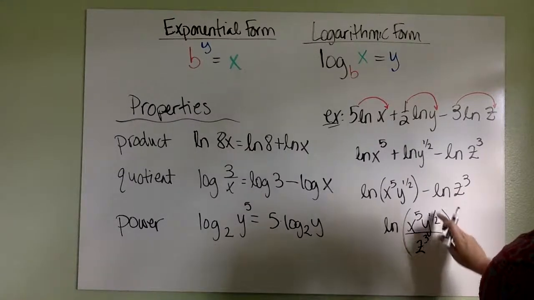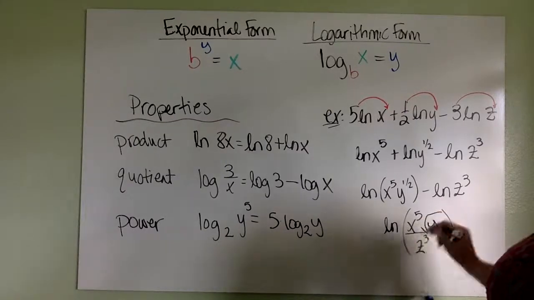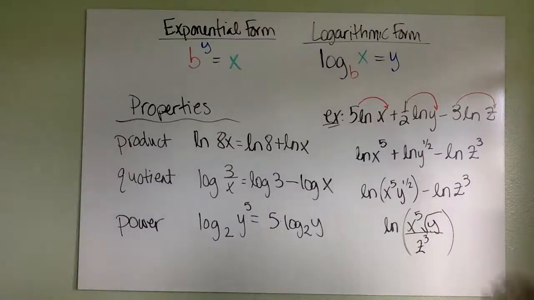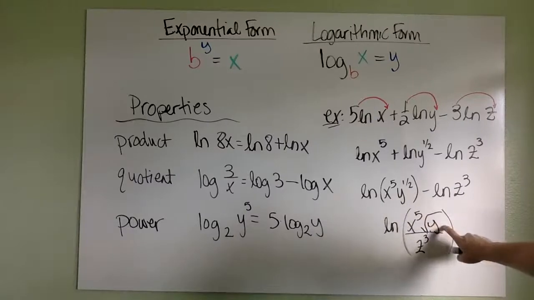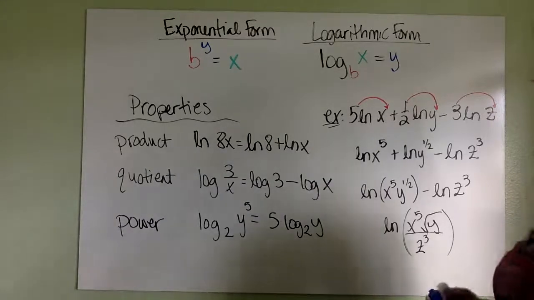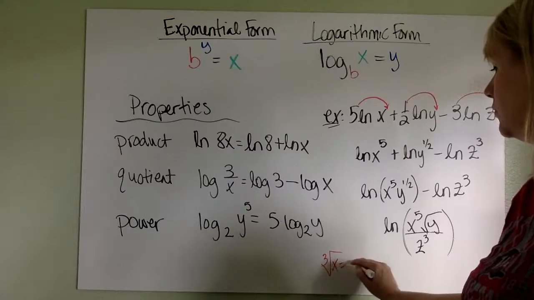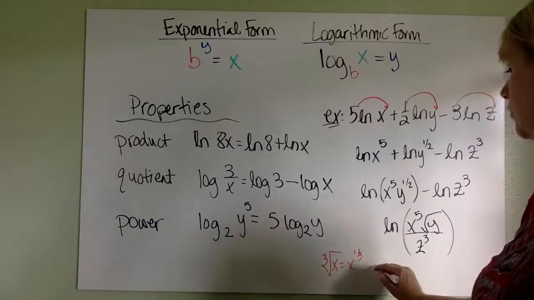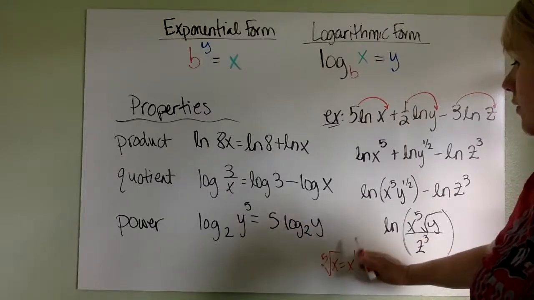The only other thing I would do is this 1/2 power is the same as the square root. So anytime you have a rational exponent like that, it would change to a radical. So a 1/2 power is a square root, a 1/3 power is a cube root, and so on. If this was a 5, this would be a 1/5.